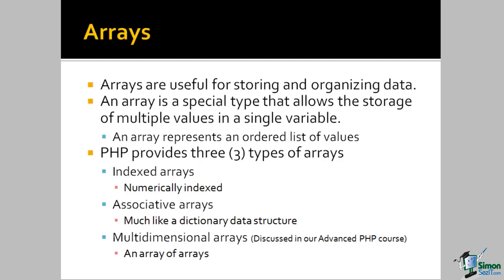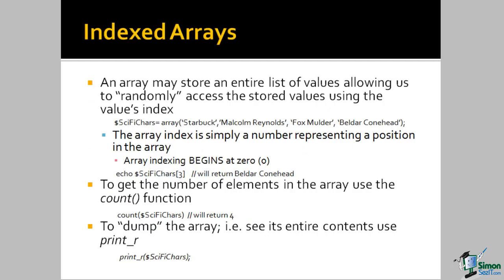We get three types of arrays with PHP: the simple indexed array, associative arrays, which are often referred to as dictionary data structures, and multi-dimensional arrays. So an array can store an entire list of values, and we can access those values randomly. And when I say randomly, I mean that you can say, give me the value at position 6, and you don't have to go from position 1 through 5 to get to position 6. You go directly to position 6. This is called random access storage.